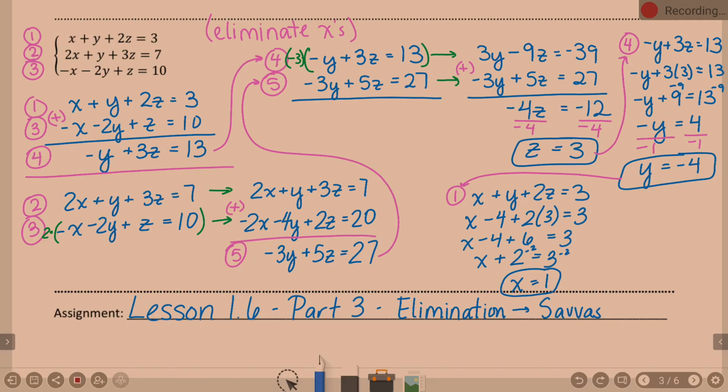Okay. Have we been expressing our final answer? Remember the ordered triple? X, Y, Z order, alphabetical, yep. So 1, negative 4, 3.